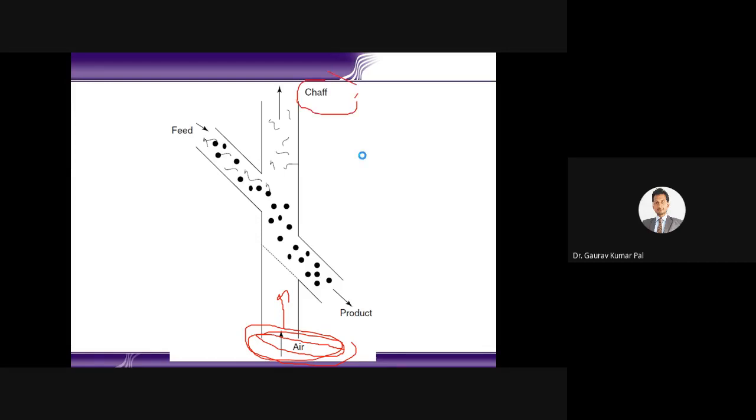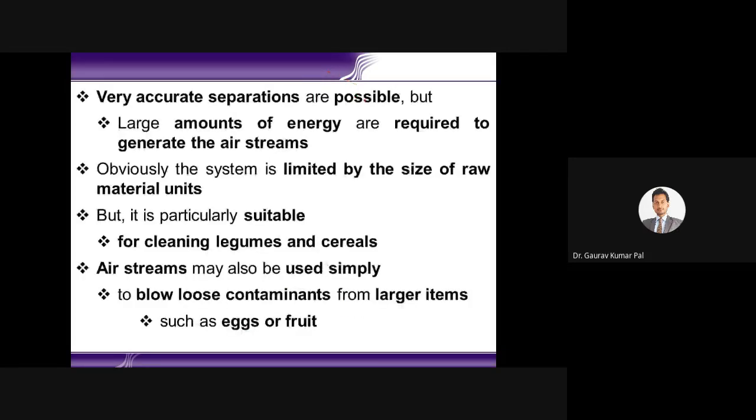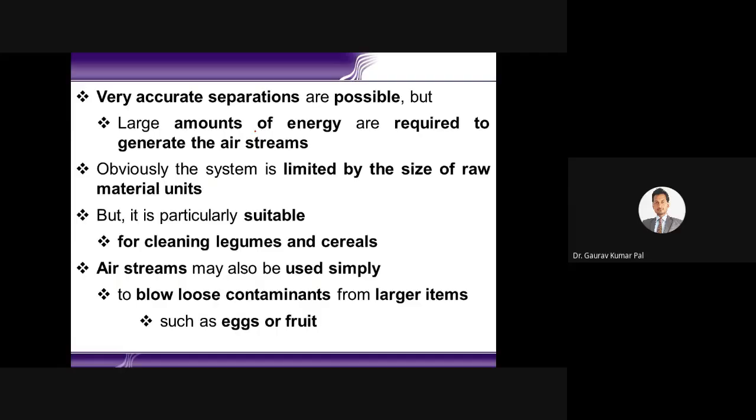So very accurate separations are possible, but a large amount of energy is required here, because if you want to generate the air streams, energy is consumed. You need to generate the air streams continuously for the separation. So accurately you can separate on the basis of the velocity, but you need a large amount of energy. And obviously the system is limited by the size of the raw material also. If you have a food which is large in size and the contaminant is very small, in that case also it will affect.